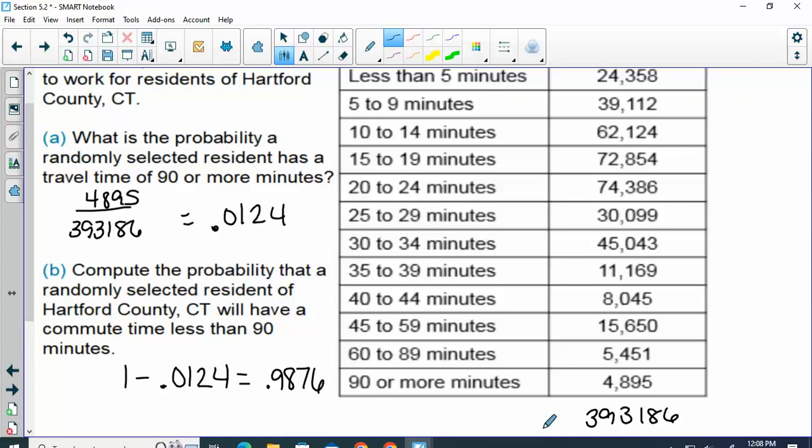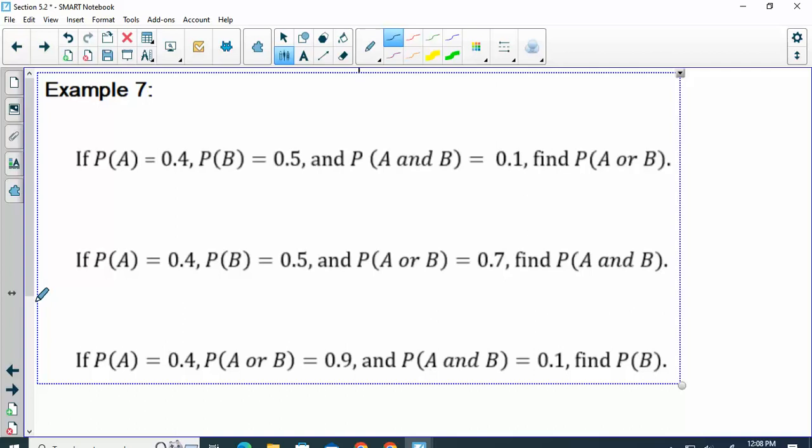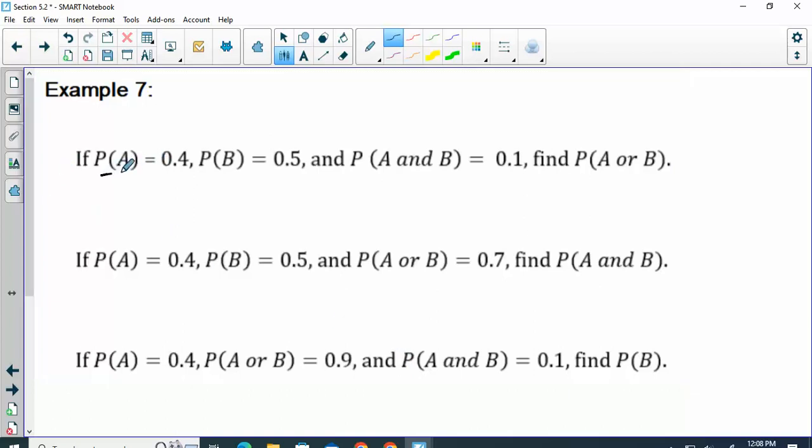Any questions on what it means to be a complement? The last slide for today. I wanted to practice if you could find these probabilities without actually having a scenario to apply them to. Okay, so this is really just relying on our ability to use our formulas and plug things in carefully. So the first one, I gave you the probability of A, probability of B, probability of A and B. I want the probability of A or B.